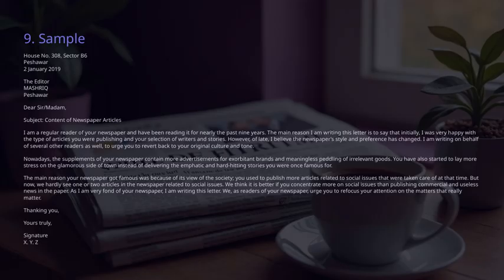Finally, the letter concludes with a polite appeal, emphasizing the writer's love for the newspaper and their desire for it to return to its original, impactful style. This letter exemplifies constructive feedback and highlights the significance of maintaining journalistic integrity and focus on societal issues, which is essential for the overall theme of responsible journalism.